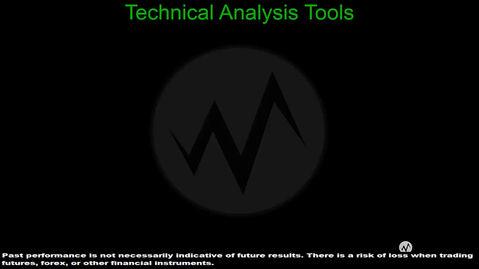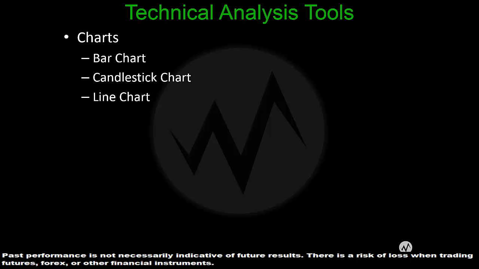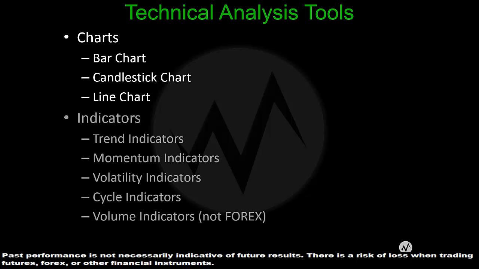So the tools of the trade. There are thousands of tools for this, but we can kind of break them down. Charts. These are the main tool. These are the easiest way for technical analysts to visualize the historical price data. So you have your three basic types of charts here, which we'll go over and discuss briefly as well. You also have your indicators, and these are the categories of indicators.